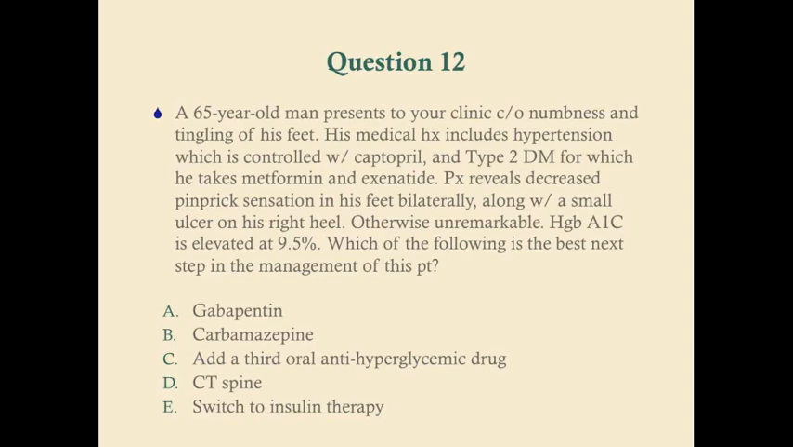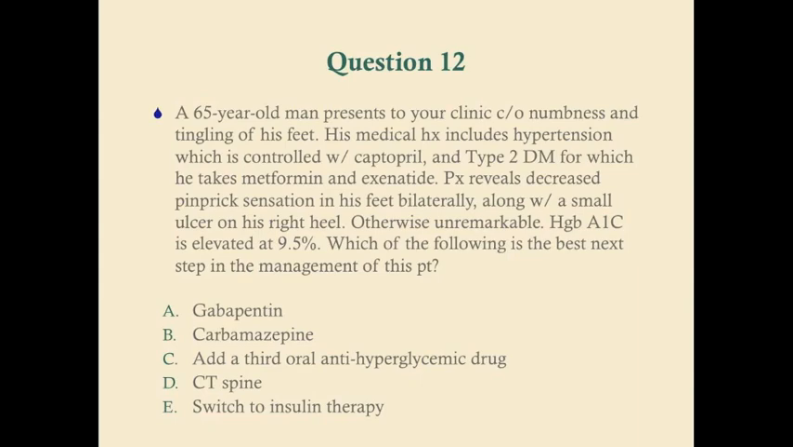Okay, 65-year-old man presents to your clinic complaining of numbness and tingling of his feet. His medical history includes hypertension, which is controlled with captopril, and type 2 diabetes mellitus, for which he takes metformin and exenatide. Physical exam reveals decreased pinprick sensation in his feet bilaterally, along with a small ulcer on his right heel, otherwise unremarkable. Hemoglobin A1C is elevated at 9.5%. Which of the following is the best next step in the management of this patient? A, gabapentin, B, carbamazepine, C, add a 3rd oral antihyperglycemic drug, D, CT of the spine, or E, switch to insulin therapy.